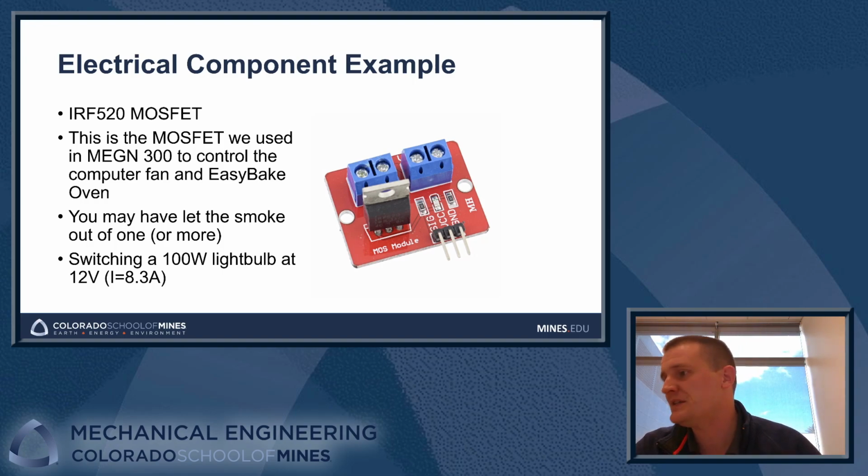If you did take MEGN 300 in person, you'd probably notice that we burned up quite a few of these and let the smoke out of a lot of the MOSFETs because we were driving them pretty hard. So we're switching a 100 watt light bulb at 12 volts, which means our current that we're switching is 8.3 amps. So that's our application. We'd like to see how likely this MOSFET is to fail.